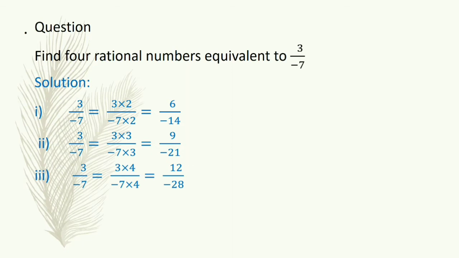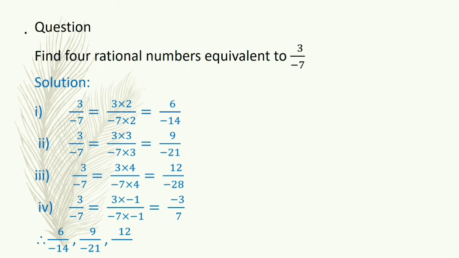We can multiply with 5 for the next rational number, but here I take minus 1 to multiply on both numerator and denominator, that is 3 by minus 7 is equal to 3 into minus 1 by minus 7 into minus 1, and that is equal to minus 3 by 7. So we have obtained 4 rational numbers equivalent to 3 by minus 7, and they are 6 by minus 14, 9 by minus 21, 12 by minus 28 and minus 3 by 7.